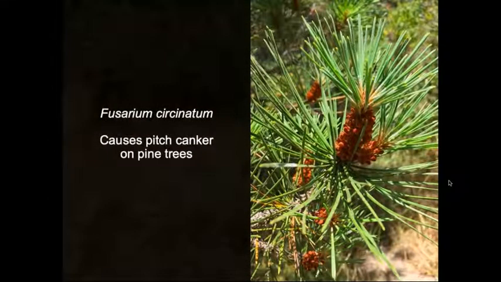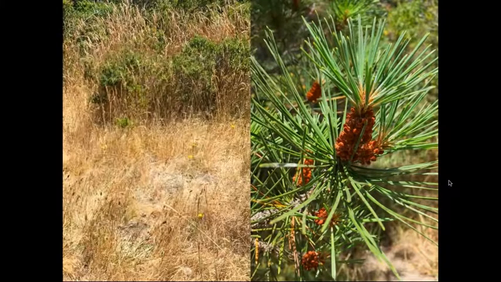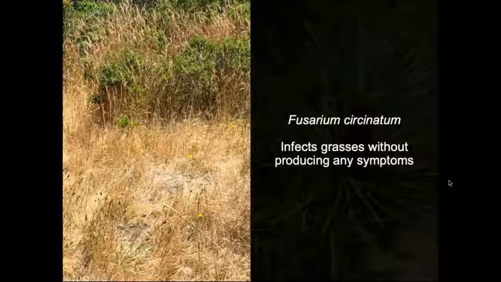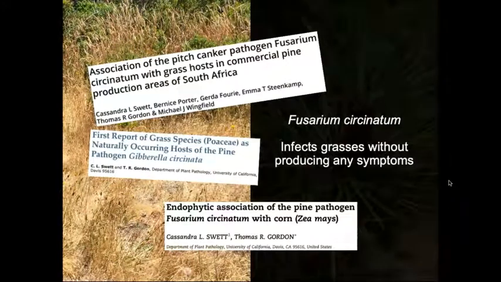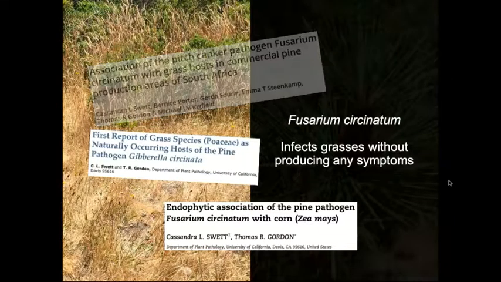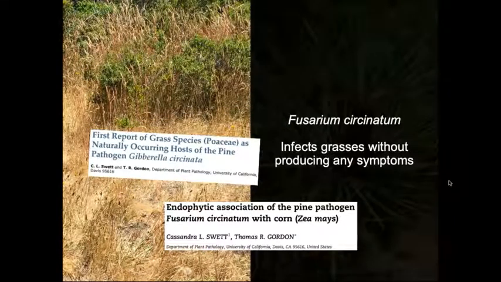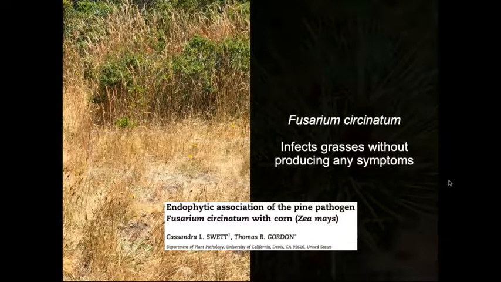So as we've heard, Fusarium circinatum is a fungus that causes diseases on pine trees. But one aspect of its life that is less talked about is the fact that it can infect grasses and it produces no disease symptom at all. Many papers have come out in the last 10, 15 years looking at this, showing that it can grow in grasses next to pine plantations in South Africa. It can infect grasses around pines growing in California. And in laboratory environments, you can infect grasses such as corn with this pathogen.